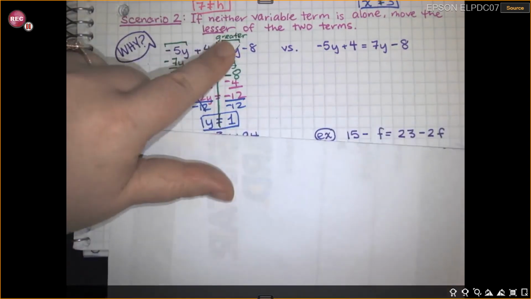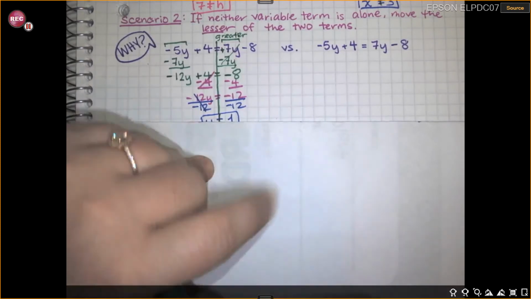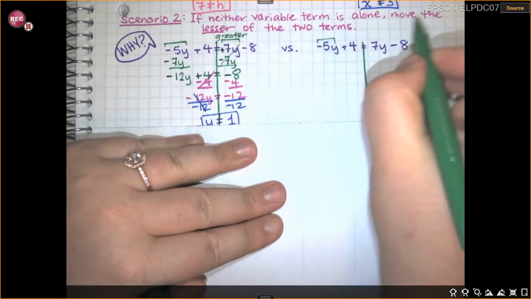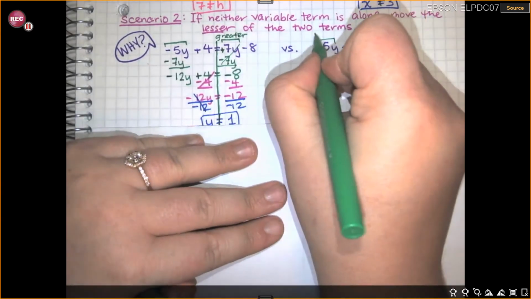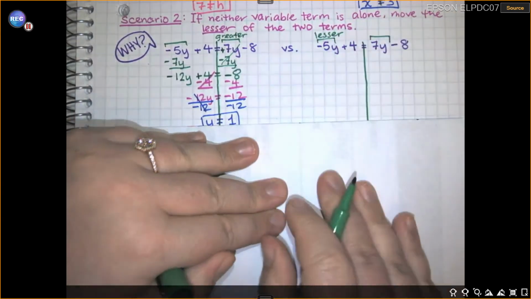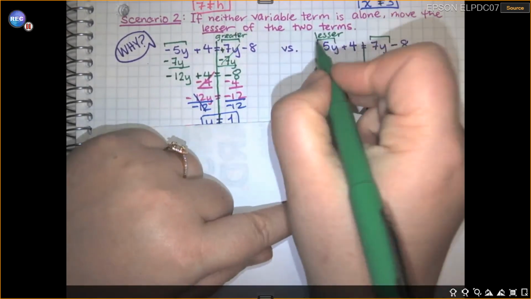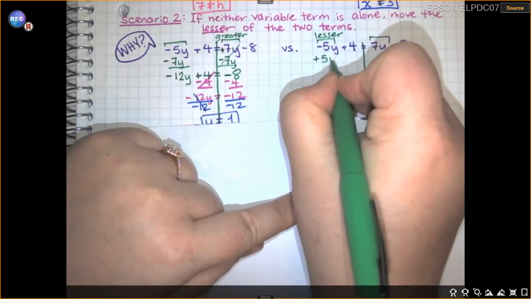So here we moved the greater. Over here, let's move the lesser. Okay, so this one is minus 5y. So let's do the opposite and add 5y.